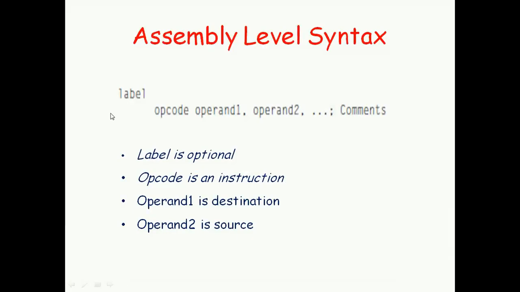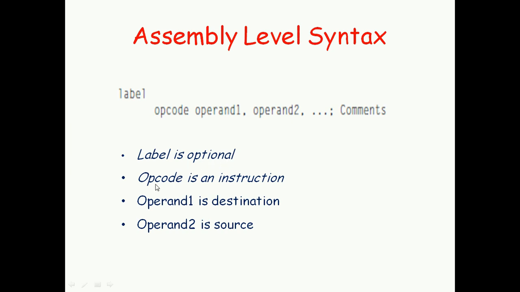Now we'll see the syntax of assembly level programming. It has a label, an opcode, followed by operand 1 and operand 2. It may have 3 operands as well, followed by a semicolon, which acts as a delimiter, the end of the instruction, followed by comments. During the execution of the program, comments will be neglected. The label is always optional, remember.